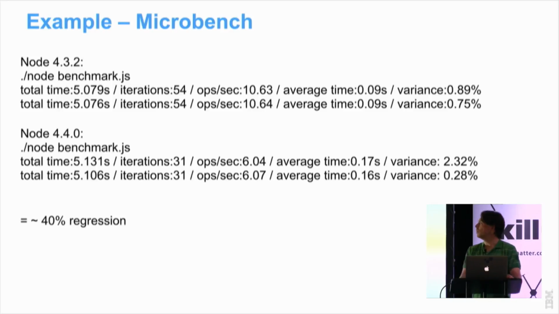When we were testing the new Node 4.4 release, we found that there was a regression. The first few lines are from Node 4.3.2, which was the previous release, and we found that we could get 10.6 operations per second. When we upgraded to Node 4.4, that went down to 6 operations a second, which is about a 40% regression, so it's a fair amount. As I said before, it may not actually translate into real-world benefit in your big application. It depends how many times you're creating buffers from arrays, but it was something worth investigating.